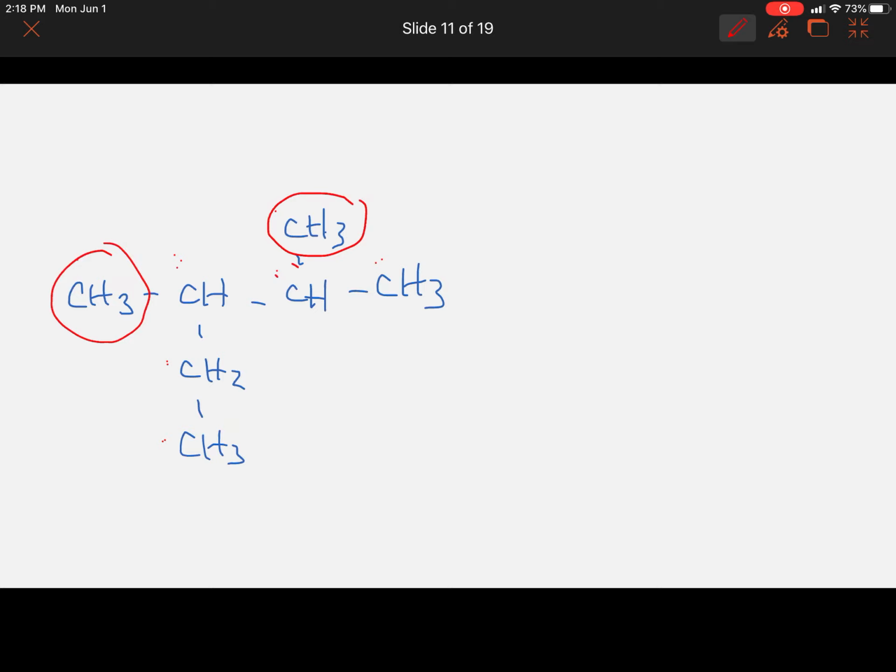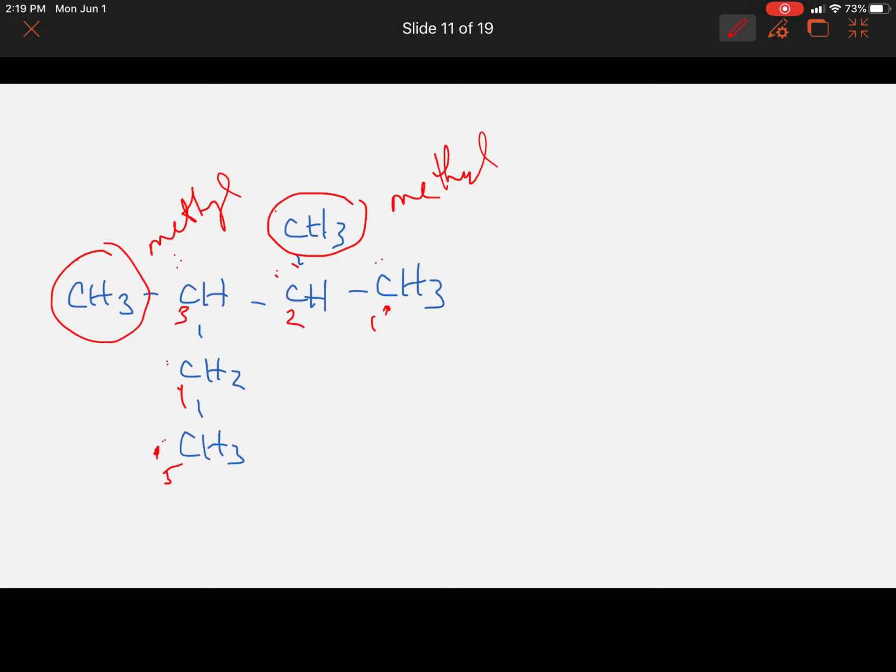Those are the 2 radicals. So now I need to figure out where to start numbering from. If I start from the bottom, it's going to go 1, 2, 3, 4, so 3 and 4 would be where my radicals are. If I start from the side here, it's going to be 1, 2, 3. I want to choose that one, because you're always going to look for the lowest numbering combination. So I'm going to number these 1, 2, 3, 4, 5. So I've got 2 methyl groups here. Both of these are methyls.